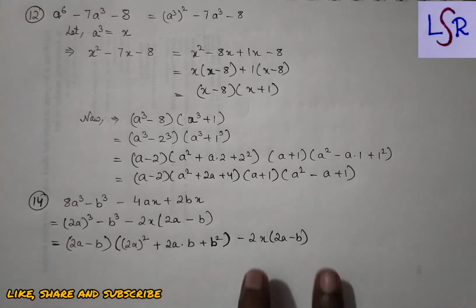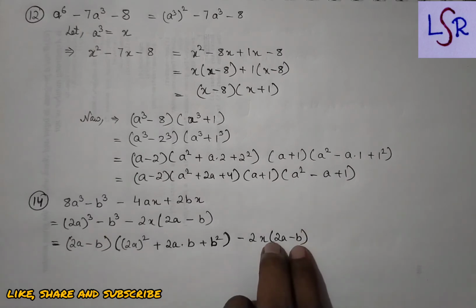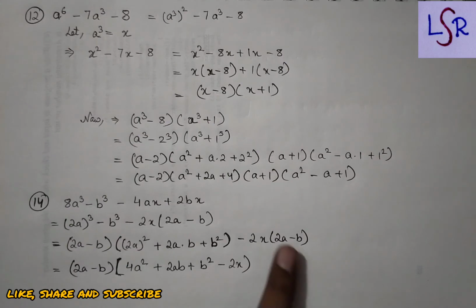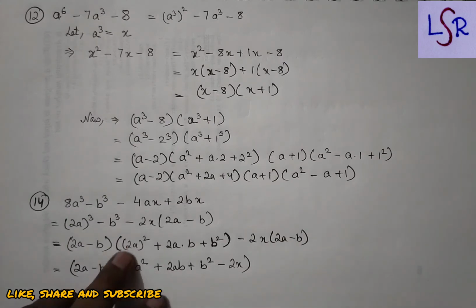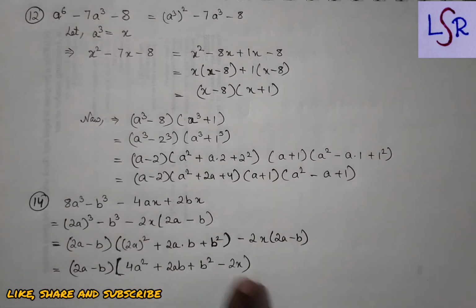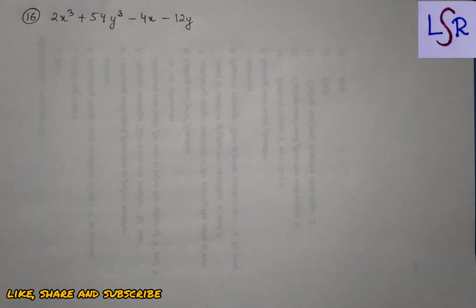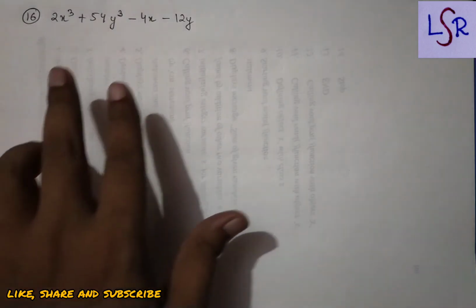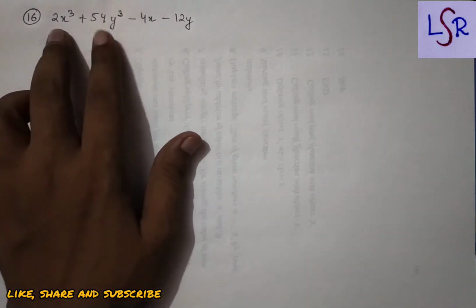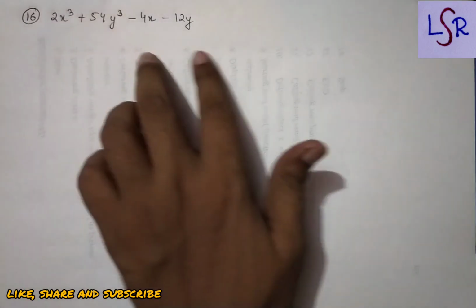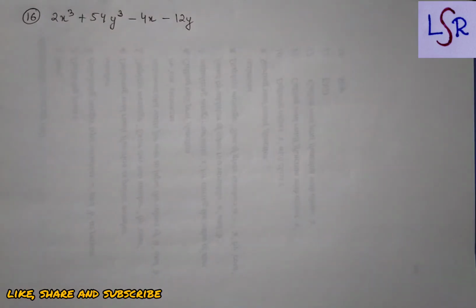Now we can take a common of 2a minus b from these two expressions, and on taking the common of 2a minus b, we are left with this whole bracket and this minus 1. Here we have solved 2a square as 4a square. Now let's see question number 16. Here in this question we can take 2 common from the first two and 4 common from the last one.